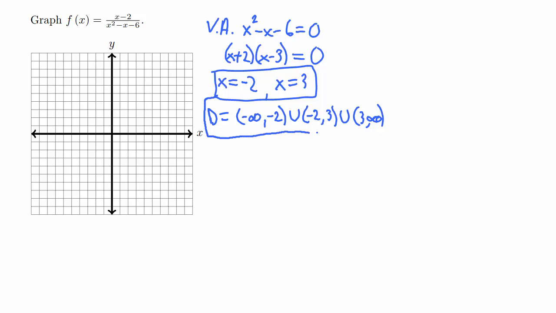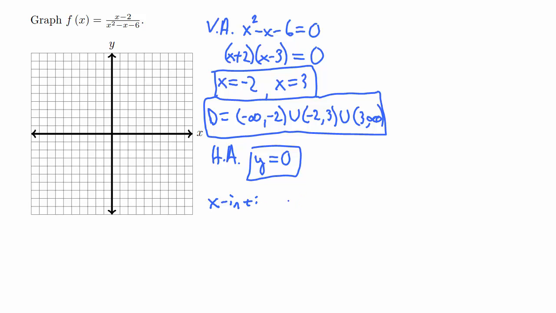Fantastic. Now, we need to find the horizontal asymptote because we've already found the vertical asymptotes. The horizontal asymptote comes from the degrees. The degree of the numerator here is 1, the degree of the denominator here is 2. 1 is less than 2, therefore we have a horizontal asymptote of y equals 0.